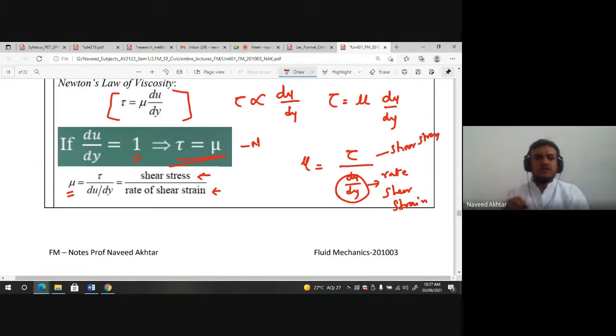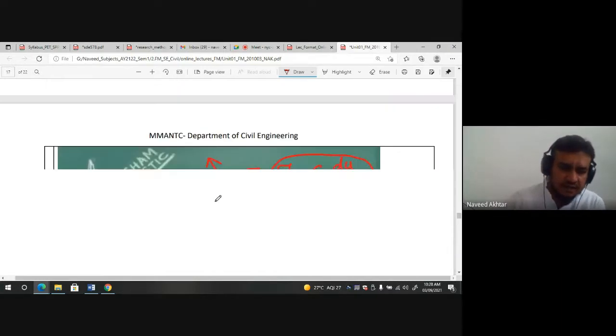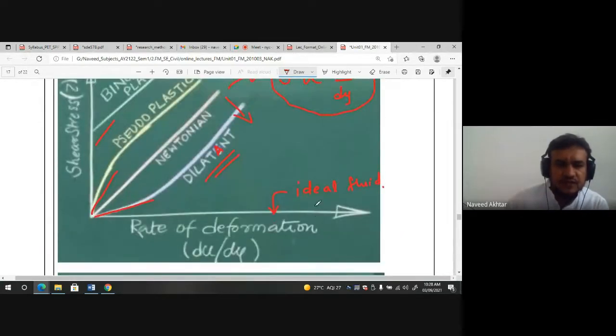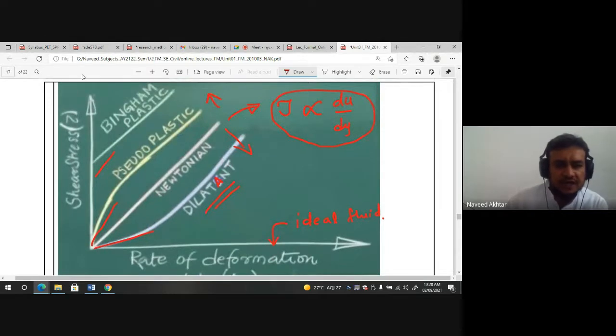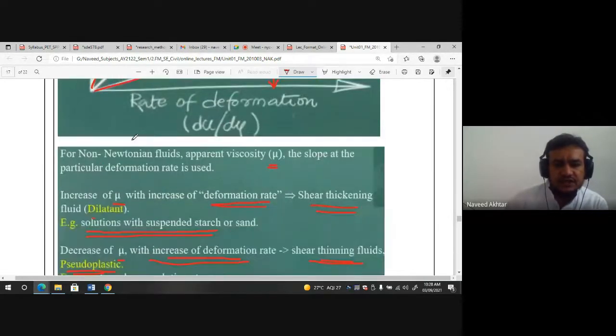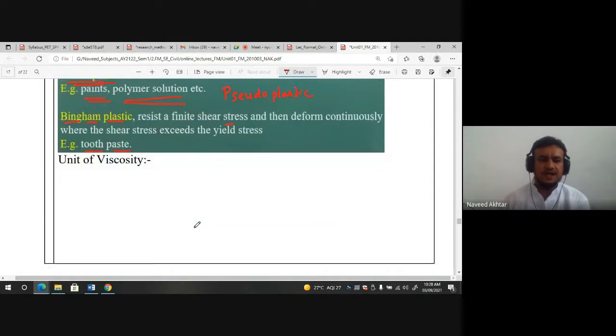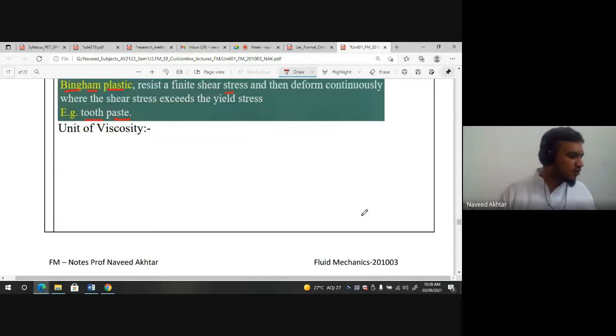Okay. So in solid and liquid, you know that there is difference. Solid, it resists the shear stress. Okay. But liquid, it doesn't resist the shear stress, and the continuous deformation is there. And now, from the ideal fluid to the Newtonian fluid and another non-Newtonian fluid, shear thickening and shear thinning fluid, we have seen the examples and types. Now we'll come to the unit of viscosity. What is the unit of viscosity?